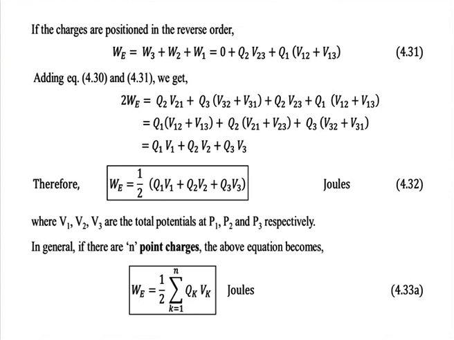That is, V1 is equal to V12 plus V13, V2 is equal to V21 plus V23 and V3 is equal to V32 plus V31. In general, if there are n point charges, then equation 4.32 can be converted into a summation given by equation 4.33a.